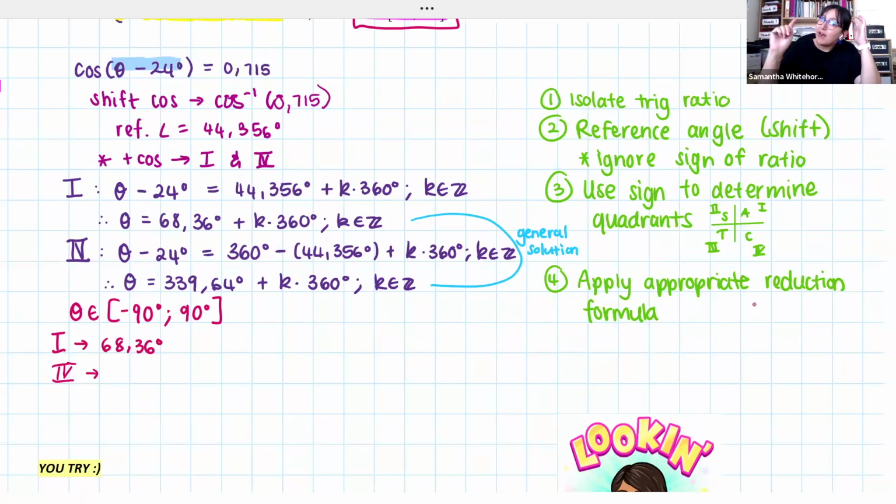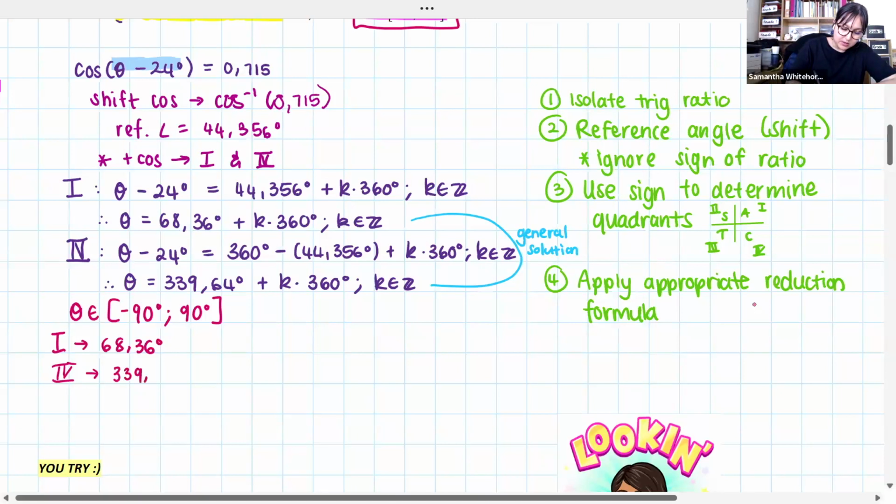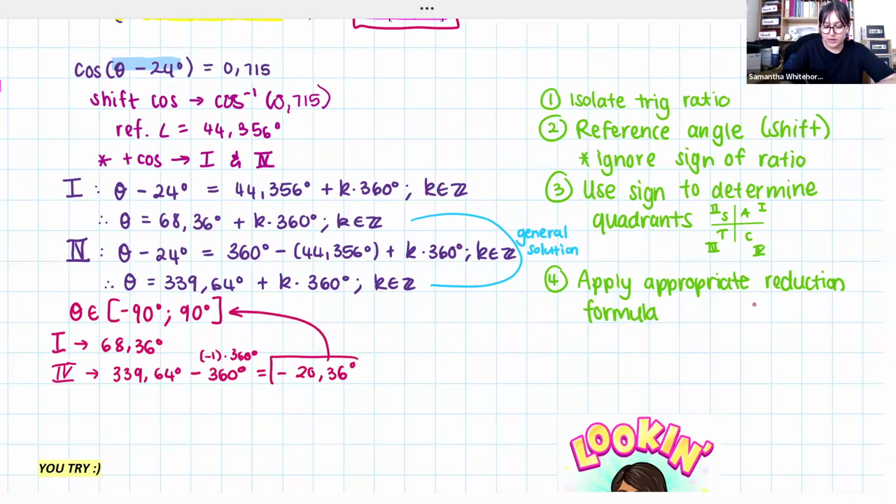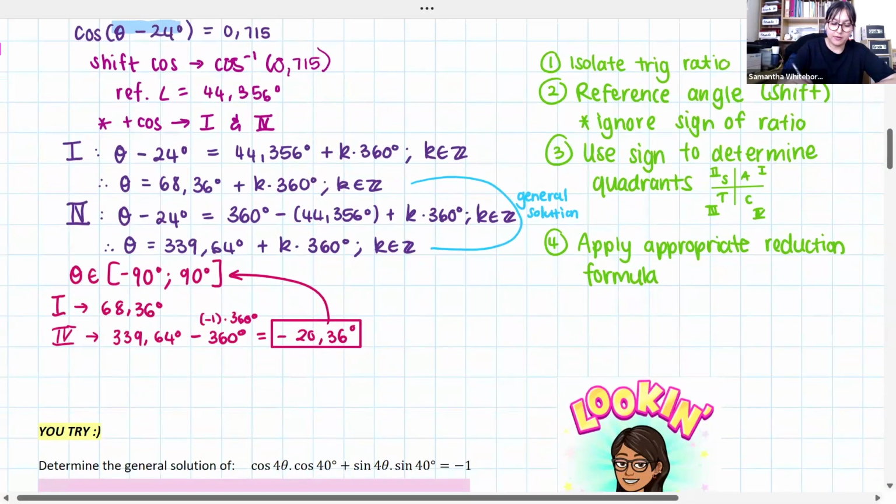But if I subtract 360 degrees, so if I say 339,64 minus 360, so that's where now k would be equal to negative 1, so k times 360, I get negative 20,36. Now, negative 20,36 falls within that domain. And so what that means is that this is a potential solution that I can have.